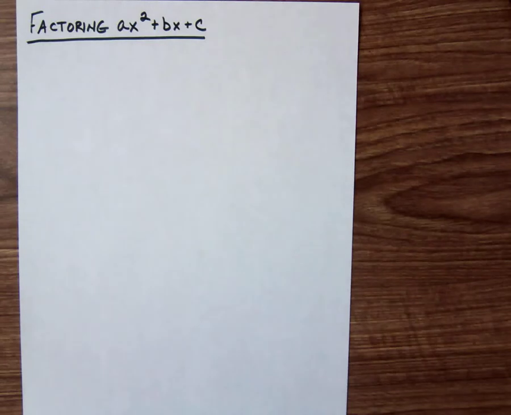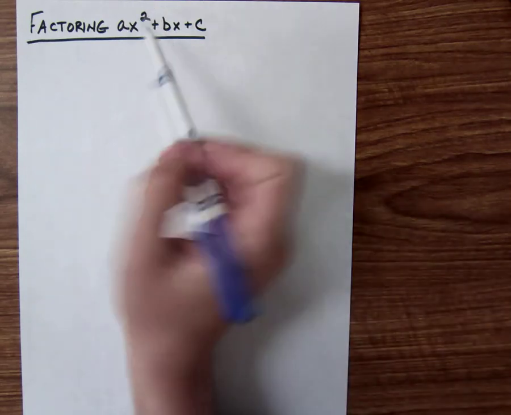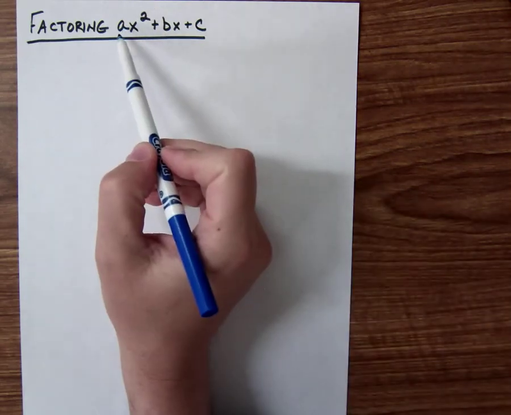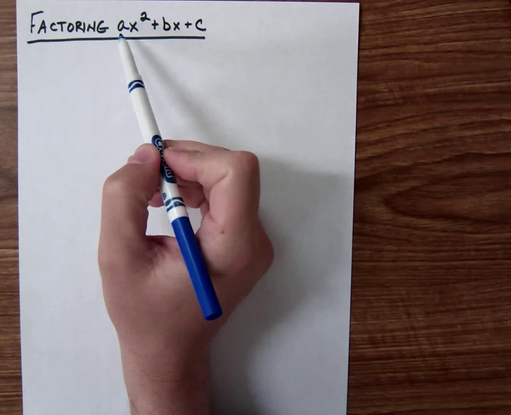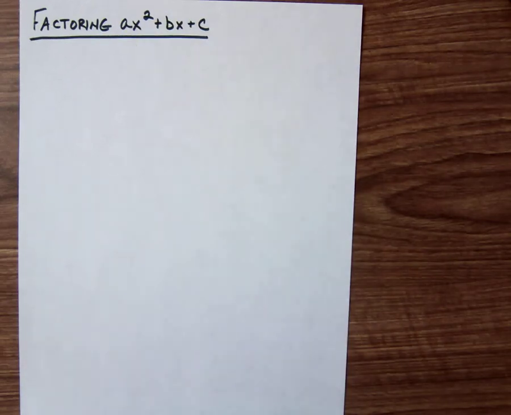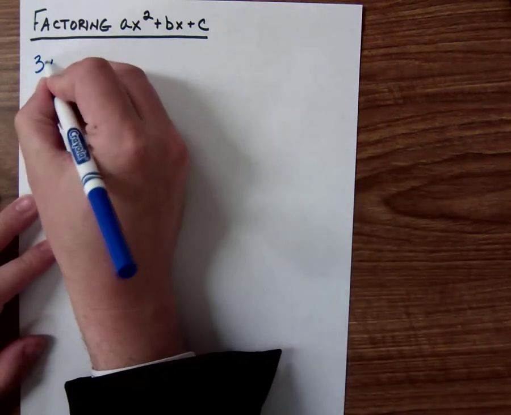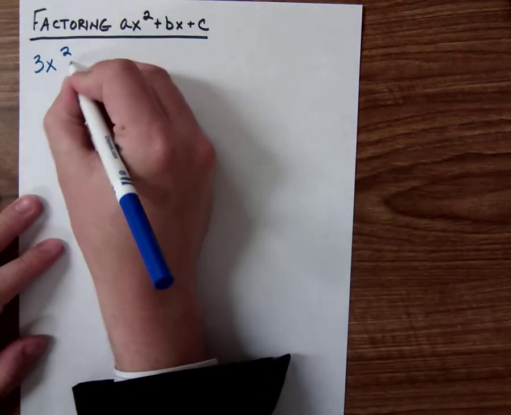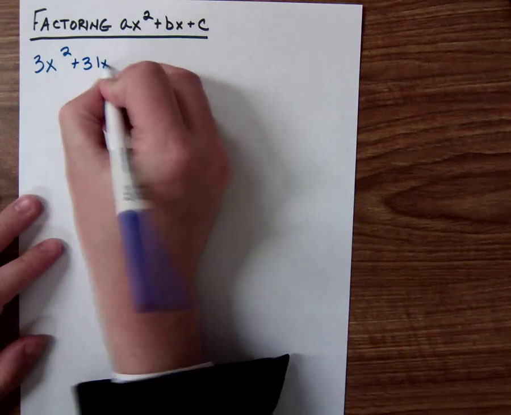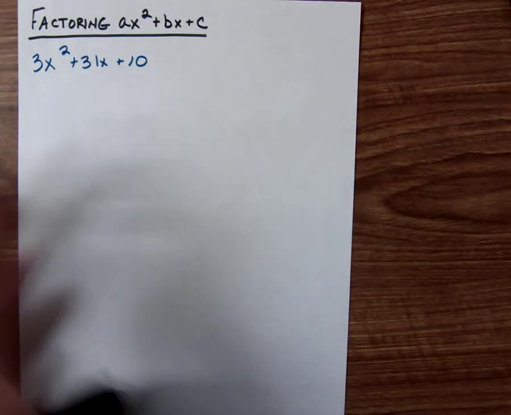The set of factoring problems we just did were very different from the ones we're about to do in a key way, and that is that the ones we're about to do are now going to have a number in front. All of the factoring we just did had just plain old x squared. These are going to have what are called leading coefficients. So, for example, 3x squared plus 31x plus 10 is an example of this type of problem.